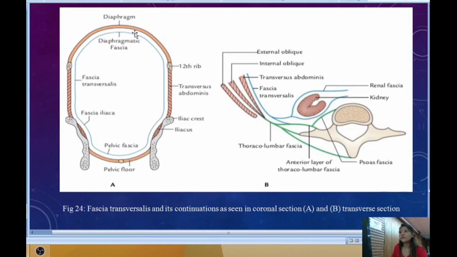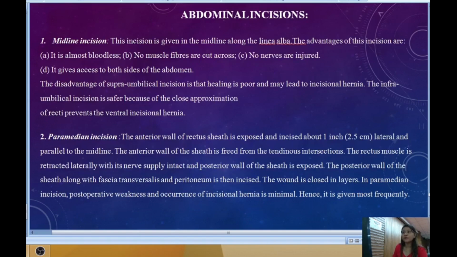This whole is the fascia transversalis. So it will line the inner layer of the transversus abdominis. This is transversus abdominis, and the innermost lining of this transversus abdominis is the fascia transversalis. Above it is continuous with the diaphragmatic fascia, below it is continuous with the fascia iliaca and also the pelvic fascia. Okay, so this is fascia transversalis.